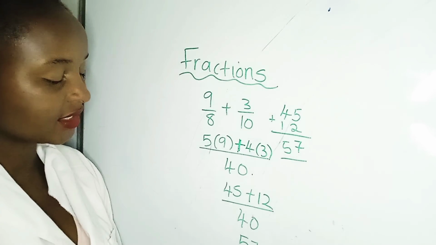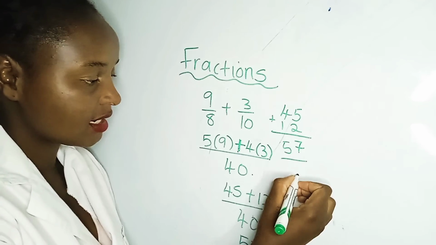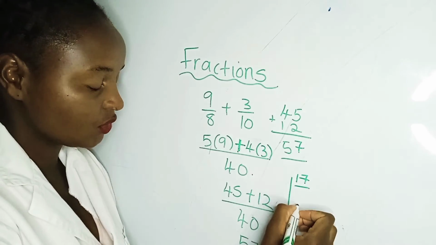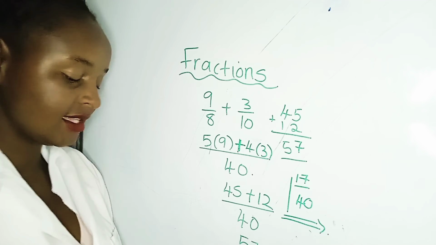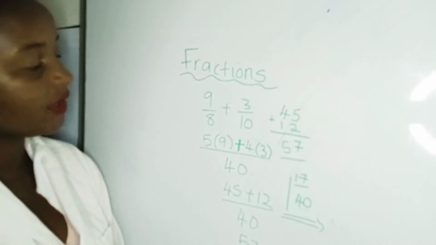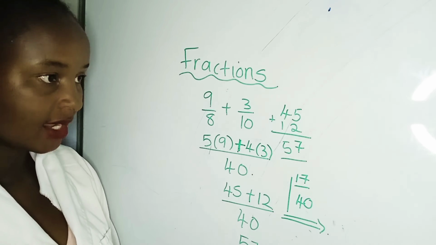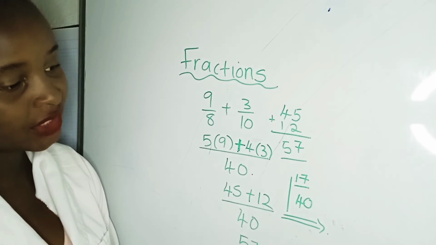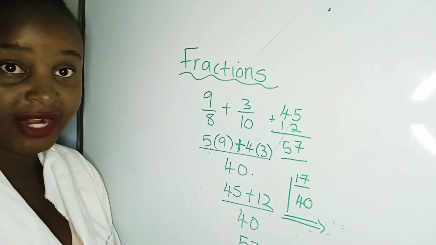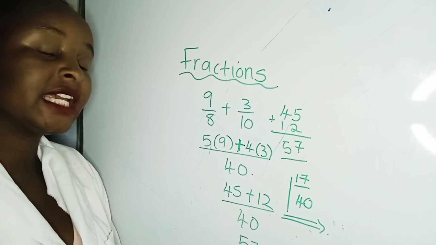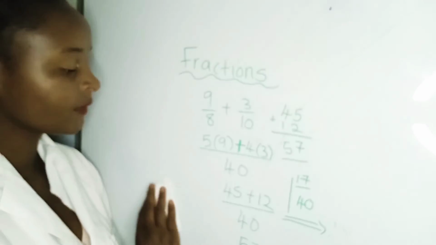That's an improper fraction. How many times does 40 get into 57? It's once, remainder 17. So it's 1 and 17 over a 40. That's our final solution for 9 over 8 plus a 3 over 10, okay? Let's move on to our next question, where we are having mixed fractions, and we have to change them into improper fractions, and then we can add or subtract, right?